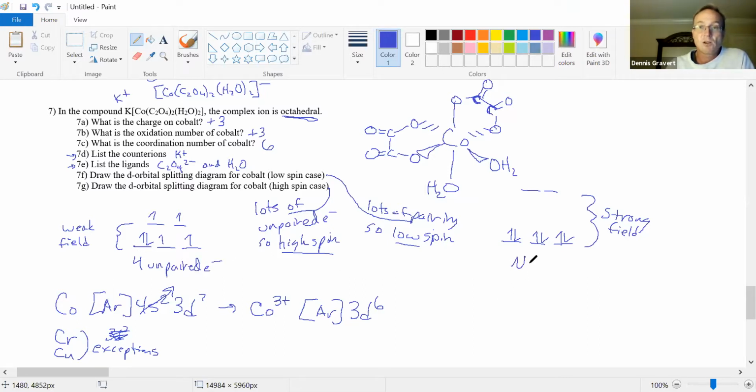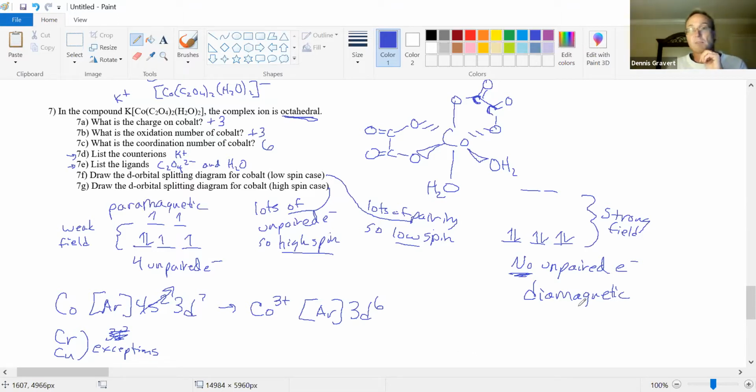And there's no unpaired electrons. I know the question doesn't ask for it, but there are other exam questions and sample test questions that would ask for diamagnetic and paramagnetic. Which one is the strong field? That's diamagnetic. There are no unpaired electrons. If you have even one unpaired electron, that makes the metal paramagnetic. If everybody's paired up, diamagnetic.